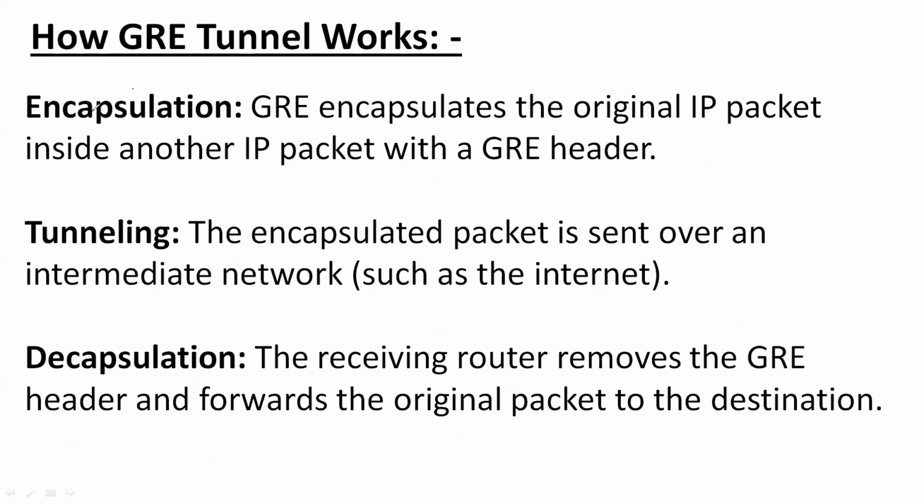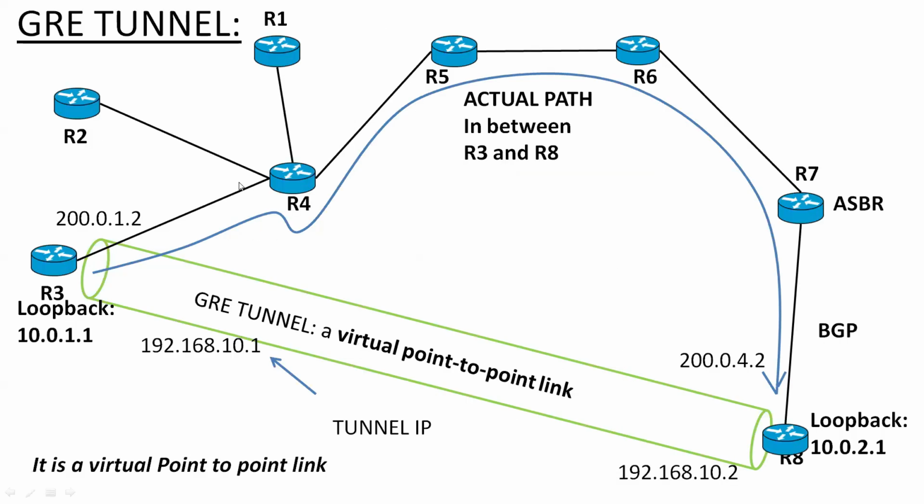First of all, the encapsulation will be done. Encapsulation means adding some useful information to the existing packet. So we add another IP packet with a GRE header to the original information. Then the tunneling will be done: the encapsulated packet will be sent over normal networks through the tunnel. Then decapsulation will be done at the receiver end, the destination, where the header will be removed. This is how the GRE tunnel works.